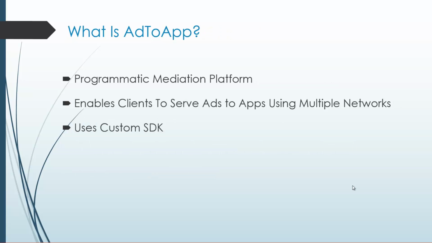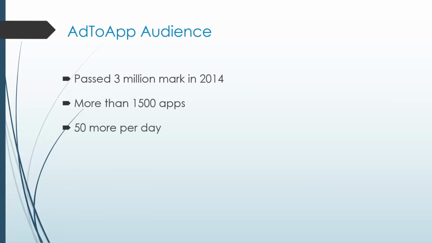Alright, so let's talk about AdToApp. We went over the very generalized definition of an ad exchange. AdToApp is a programmatic mediation platform for in-app advertising. So it's essentially its own type of version of an ad exchange system. AdToApp enables clients to serve ads to mobile apps using multiple networks. And it also uses its own custom SDK, which is only a few lines of code, and it's pretty easy to implement.